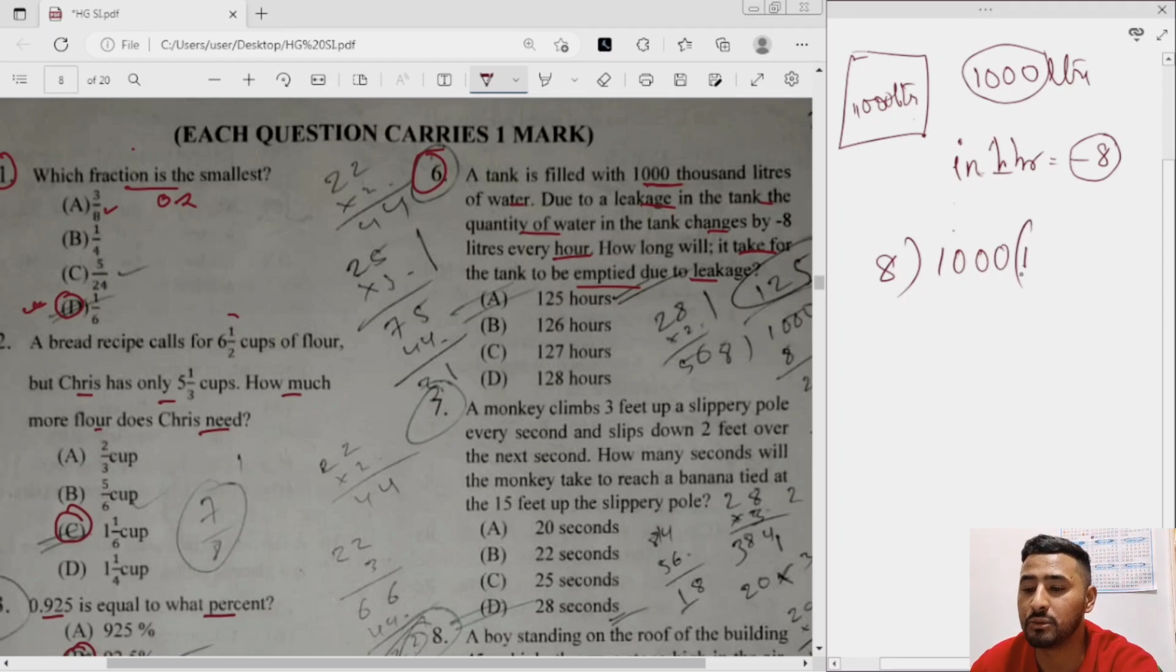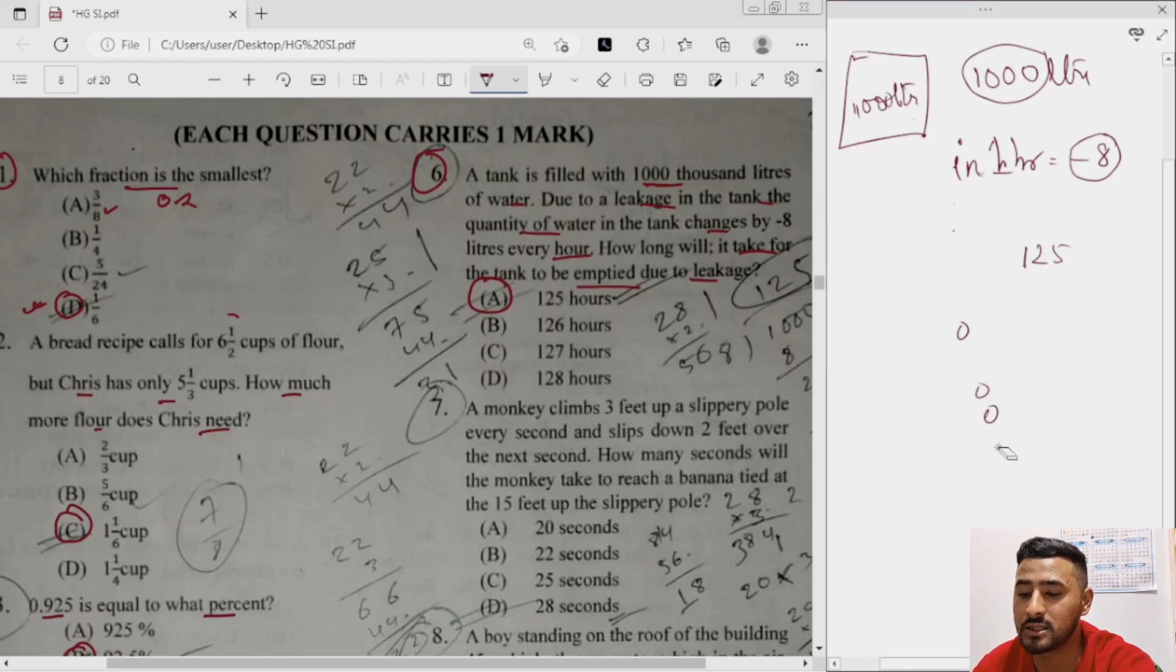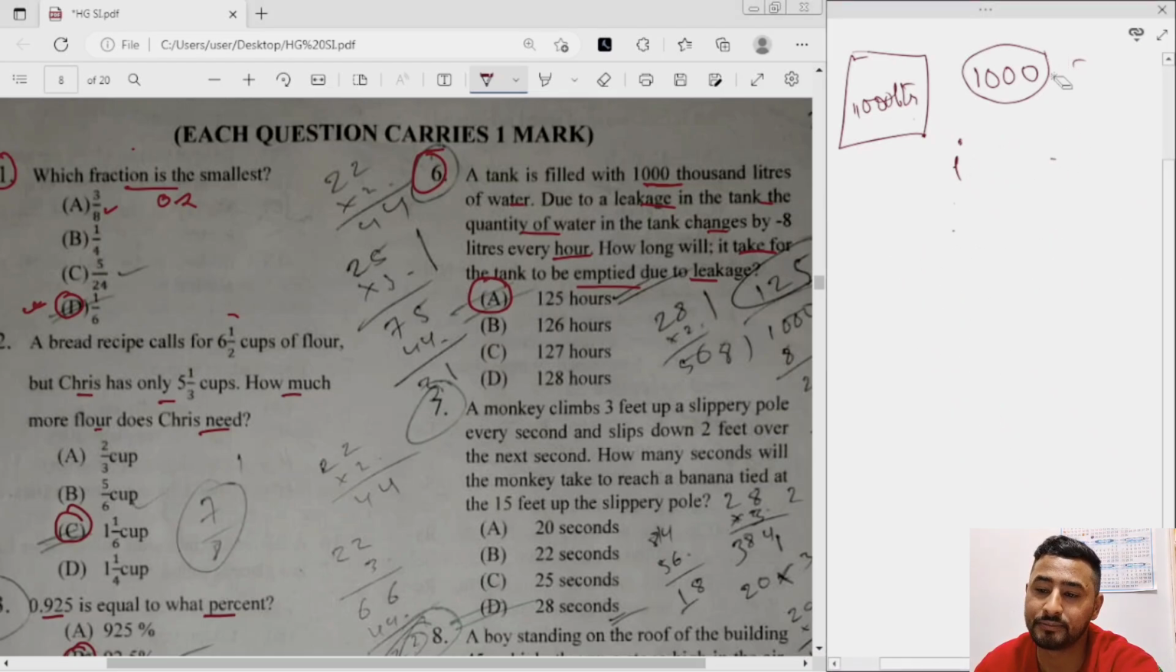8 ones are 8, 2 0; 8 twos are 16, 4 0; 8 fives are 40. So it will be gone in 125 hours. Okay, 125 hours. Option number A will be the correct answer. So let's go to the next, that is question number 7.